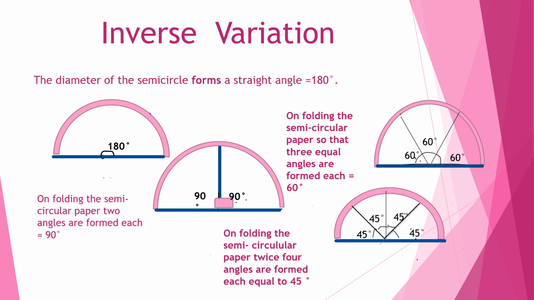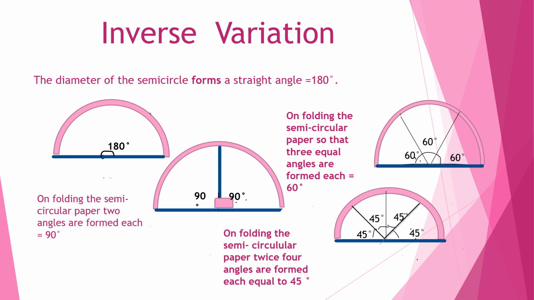This figure will make it very clear. The semicircle is there and the diameter of the semicircle forms an angle of 180 degrees. On folding the semicircular paper, two angles are formed and each is equal to 90 degrees. We will now consider folding the semicircular paper so that 3 equal angles are formed and each of these 3 equal angles is equal to 60 degrees.